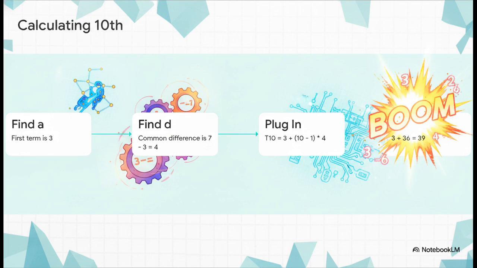Step 3, plug it all into the formula. T10 equals 3 plus (10 minus 1) times 4. Step 4, we solve. 10 minus 1 is 9, 9 times 4 is 36. Add that to our starting 3 and boom, exactly 39. Smooth, fast, and perfectly accurate.